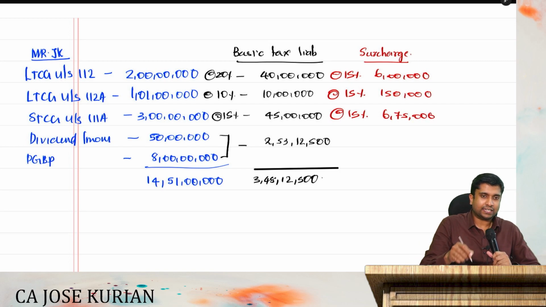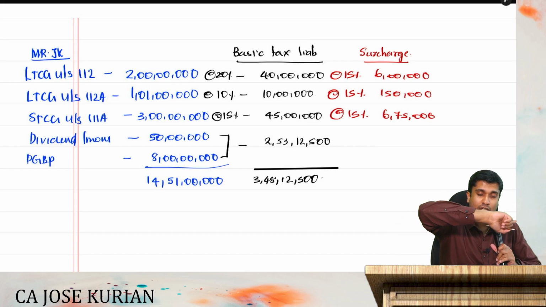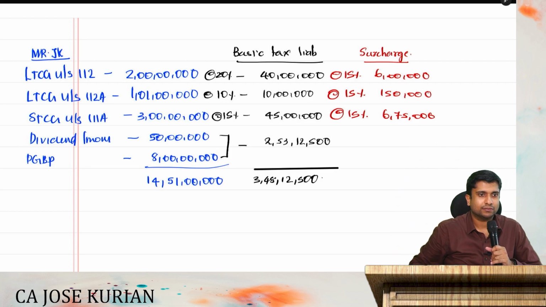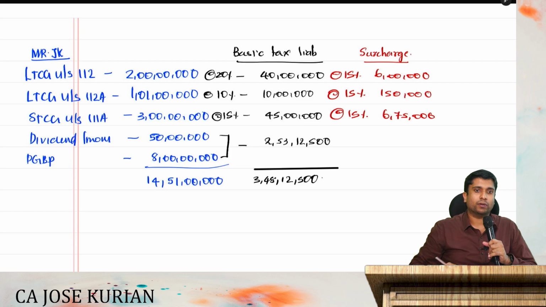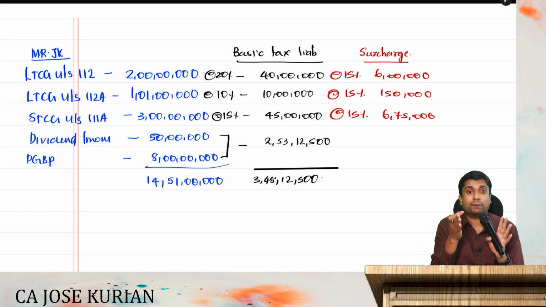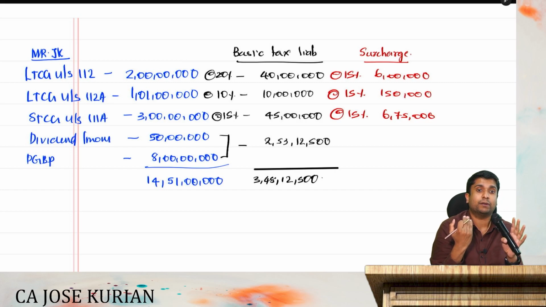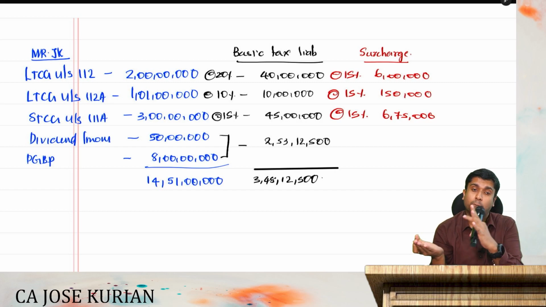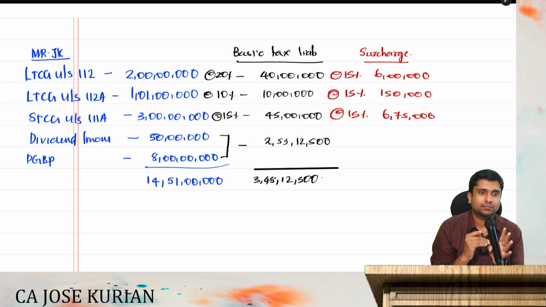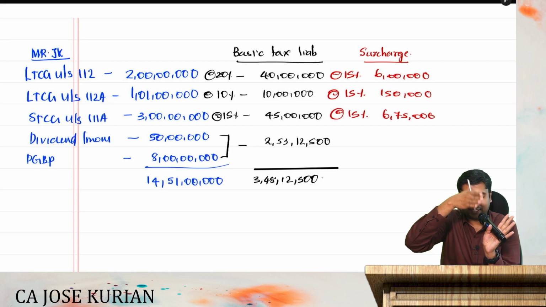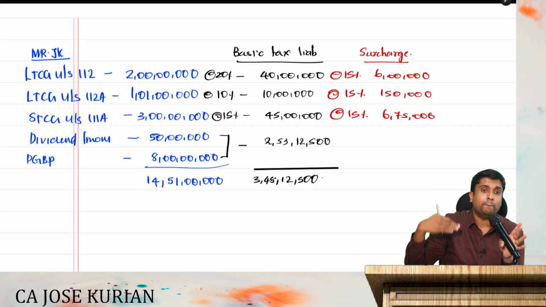Now, there is a problem. For dividend income, surcharge is 15%. And for PGBP income, since the total income is more than 5 crore, surcharge is 37%. Yes or no? But there is a problem. We don't know how much is the exact basic tax liability of dividend income, and we don't know how much is the exact basic tax liability of PGBP income, because both are subjected to the slab rates. Are you all with me?